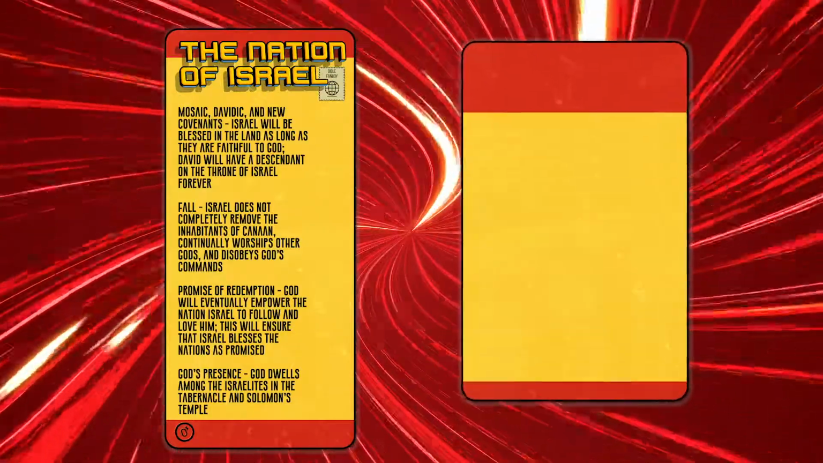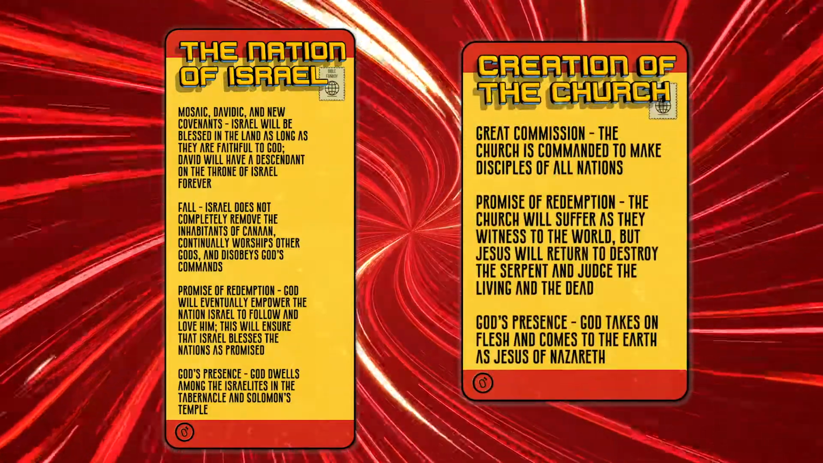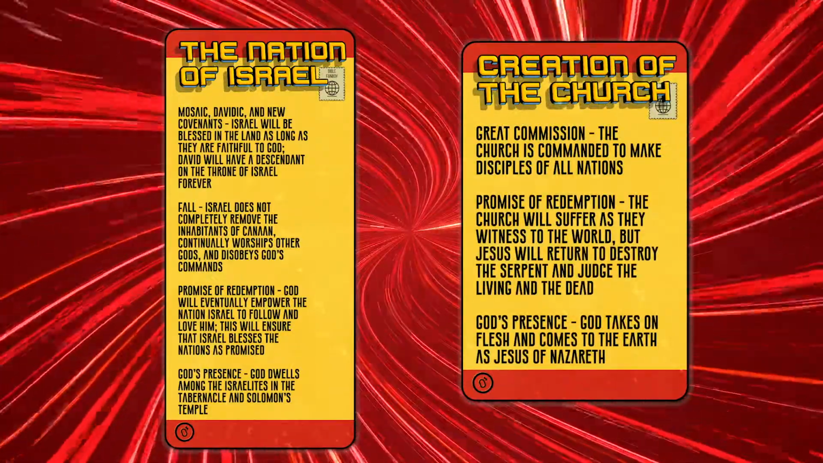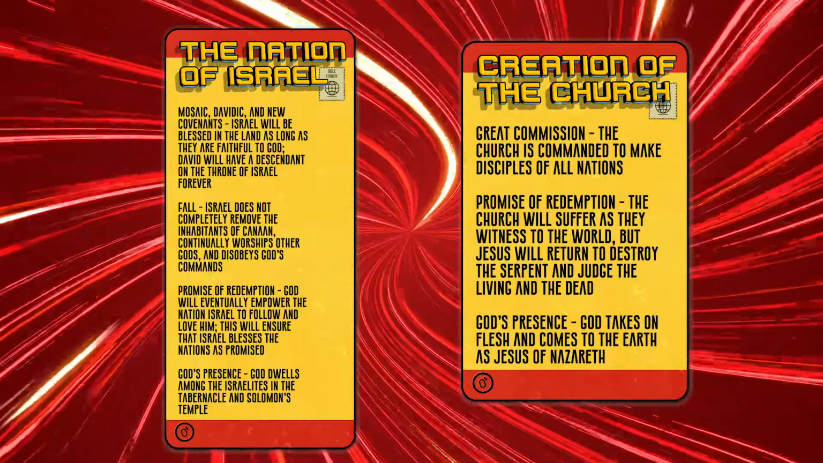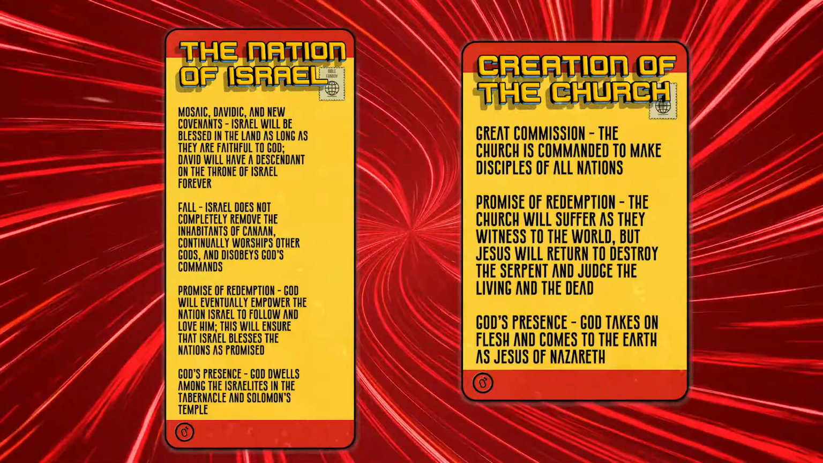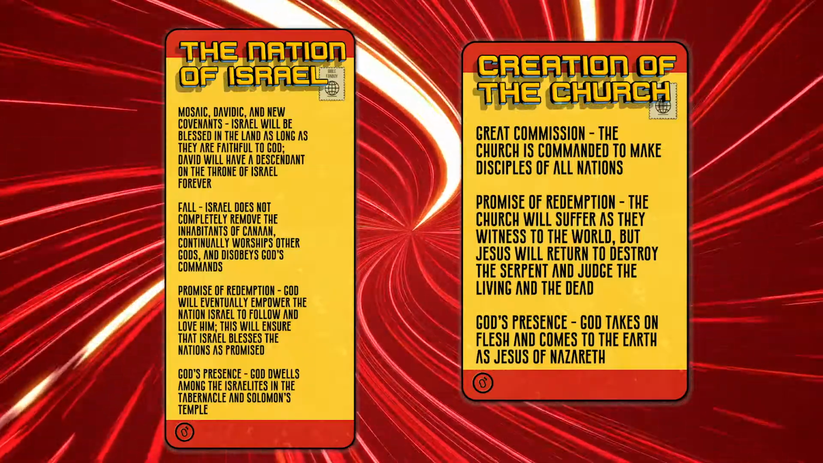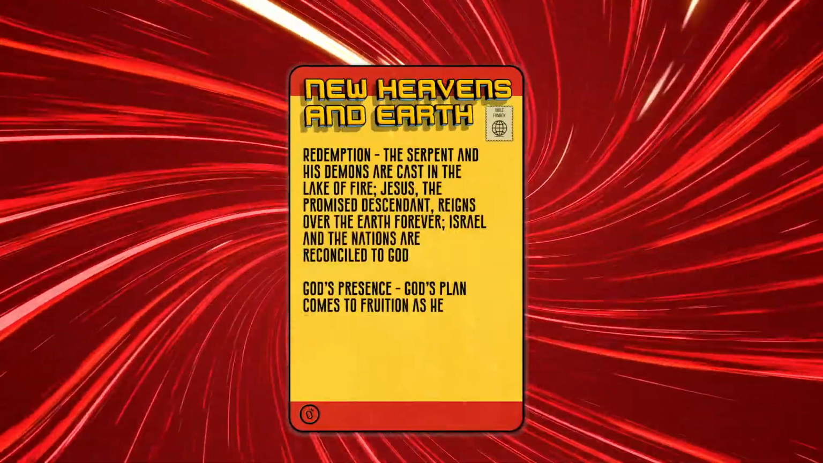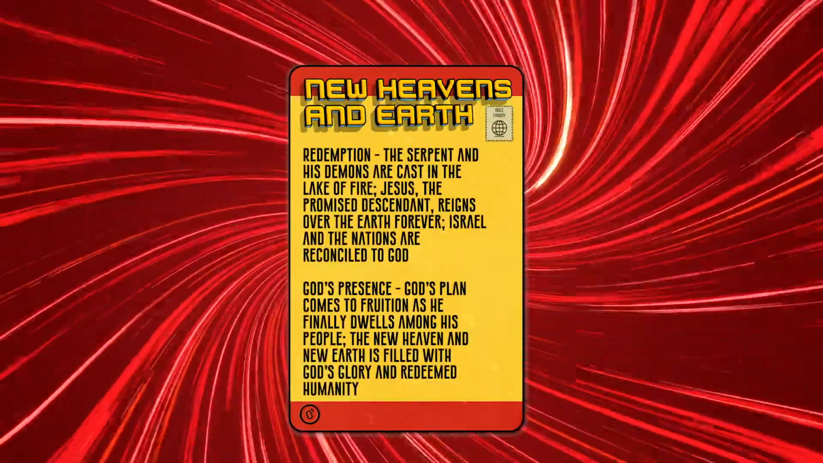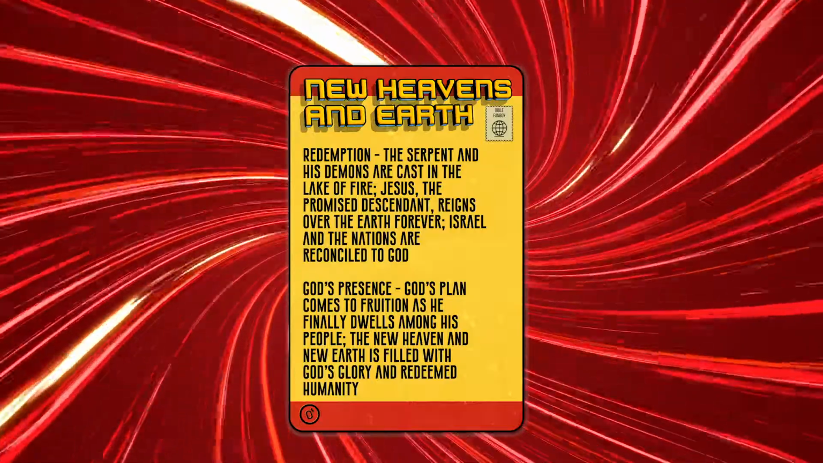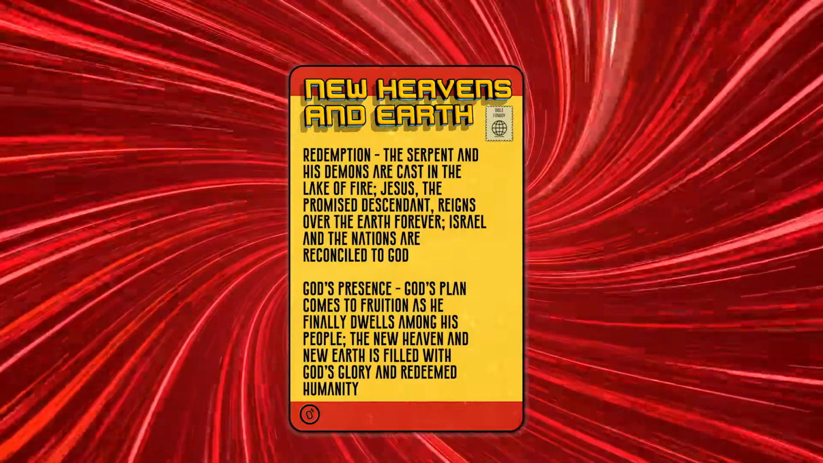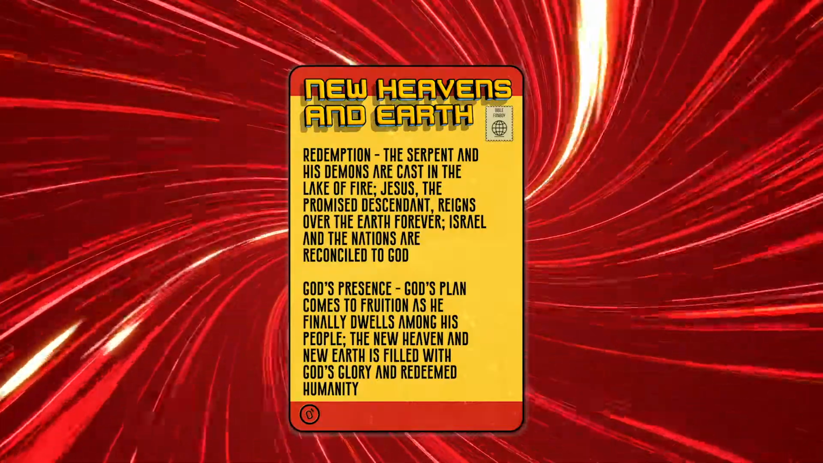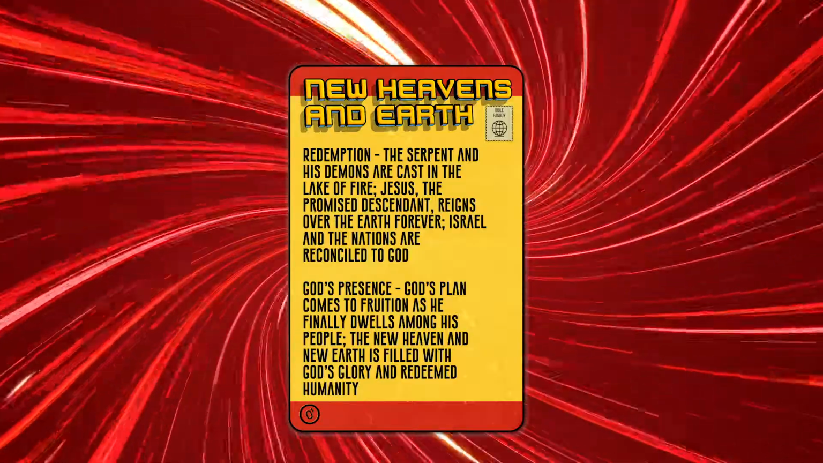The fourth section is the creation of the church. Here the Holy Spirit descends on the church after Jesus commands them to make disciples of all nations. Although the church will suffer and be persecuted, they are promised that Jesus will return to finish his work. The fifth and final section is the creation of the new heaven and new earth. God's promised redemption arrives as the serpent and his demons are cast in the lake of fire and Jesus rules over the new creation forever.